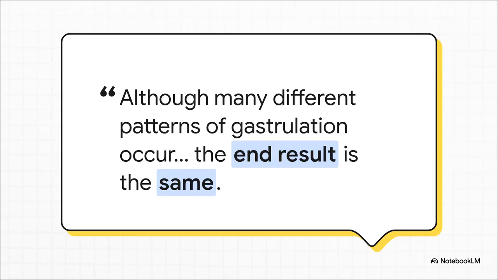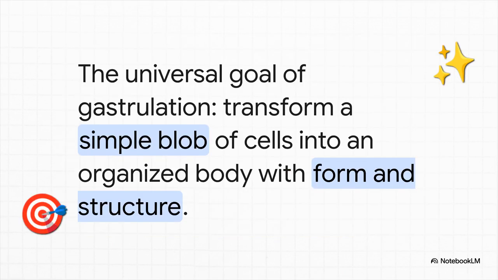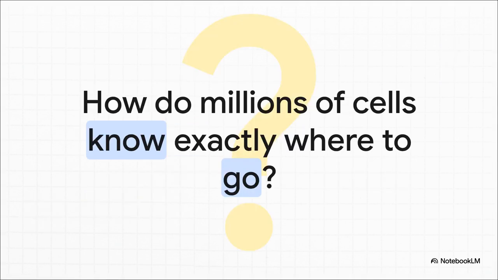And there's a great quote from our source material that just nails this idea. It says, "Although many different patterns of gastrulation occur in various organisms, the end result is the same." And that's really what it all boils down to. Gastrulation, no matter how it happens, is the moment that form and structure are born. It's the master process that takes a simple blob of cells and rearranges them into an organized, layered blueprint ready to build a body. And that leaves us with one final, just awe-inspiring question.